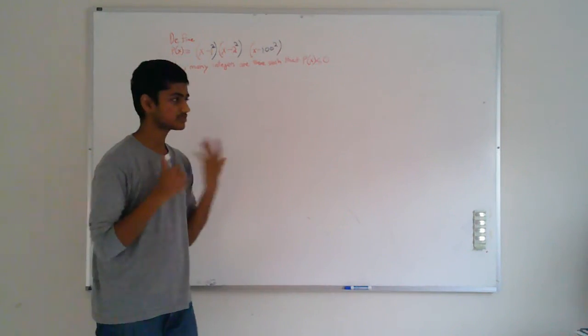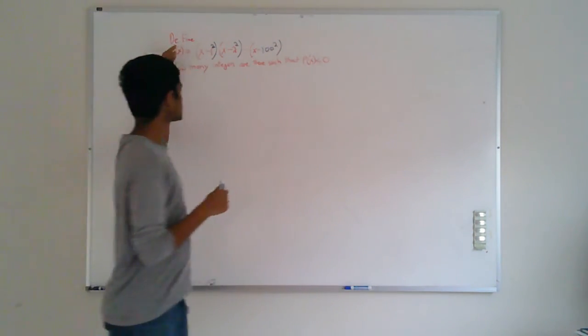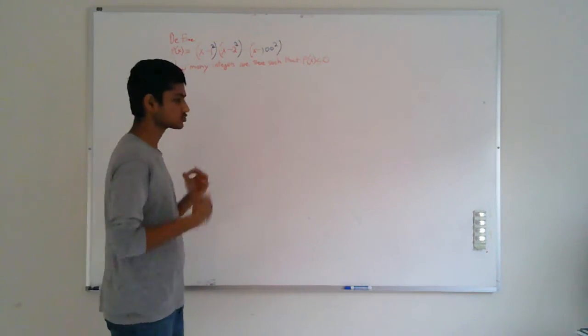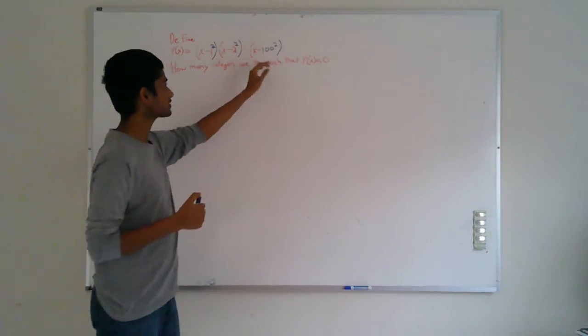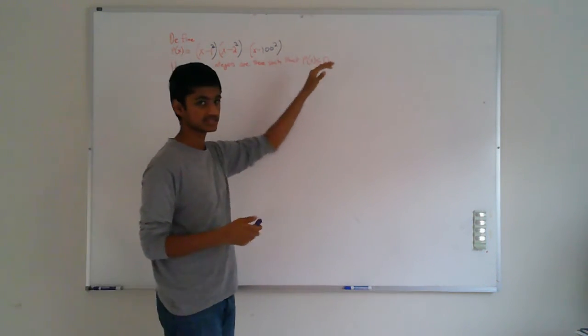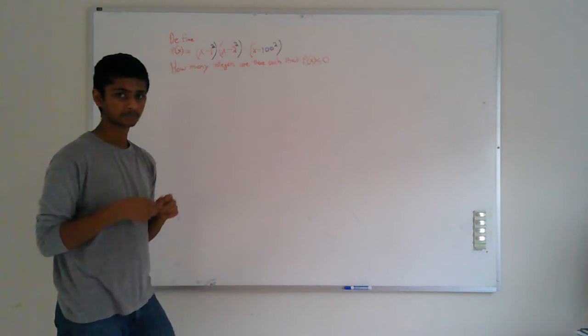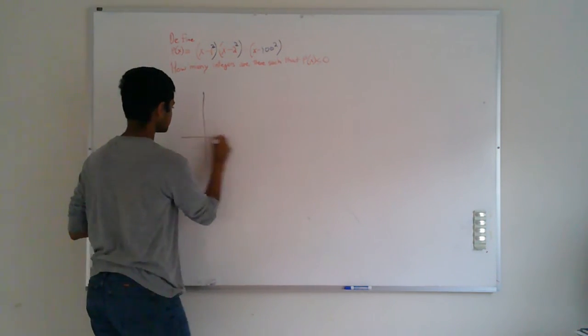So this is problem number 17. And this basically asks us that we're given a function p of x such that it's (x minus 1) squared times (x minus 2) squared all the way to (x minus 100) squared. So how many integers are there such that p of x is less than or equal to 0? So the first thing I'm going to do is graph this out. So let's just graph this out.